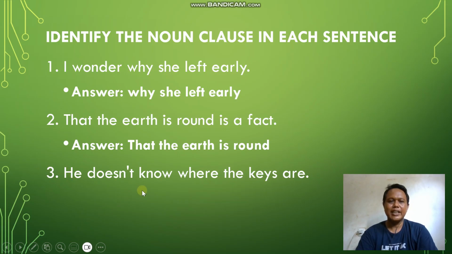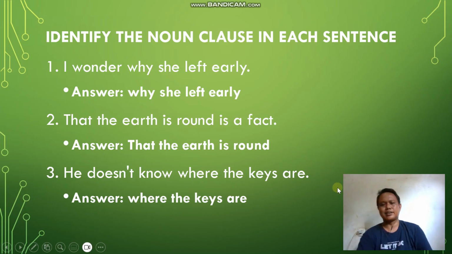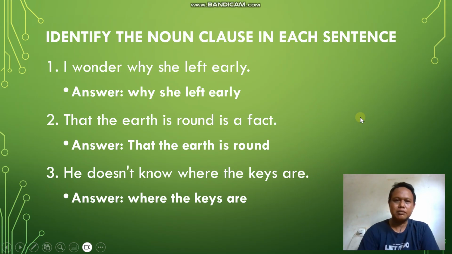Third, he doesn't know where the keys are. In the sentence, he doesn't know where the keys are, to identify a noun clause, we can use the word "where" as the word signal. So, "where the keys are" is a noun clause for the third sentence. Okay, I think this is my explanation about noun clause.